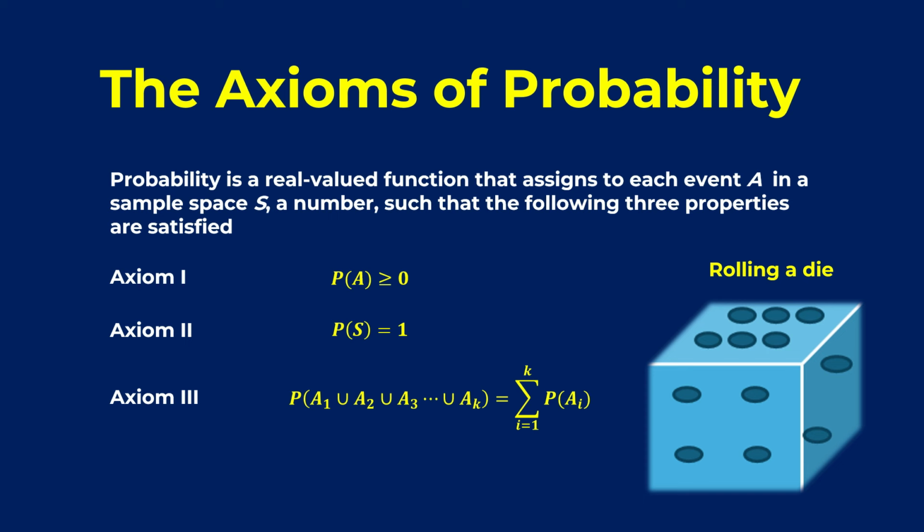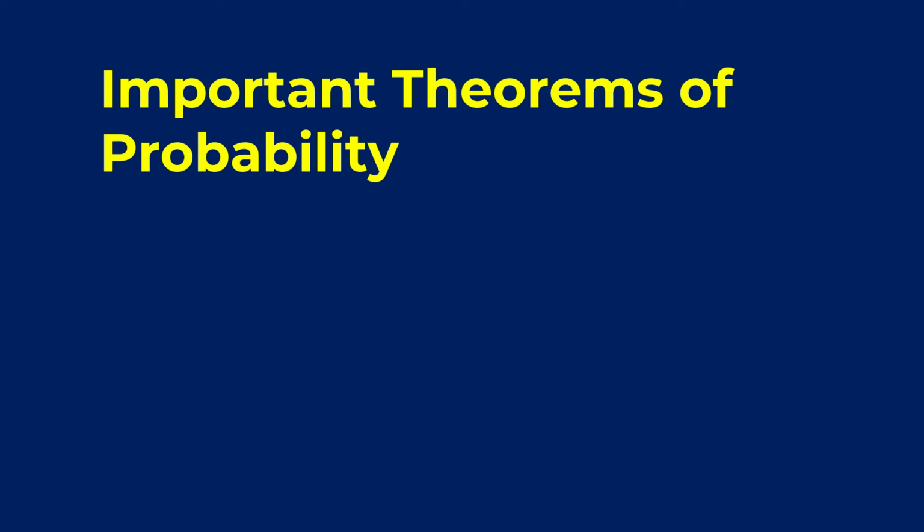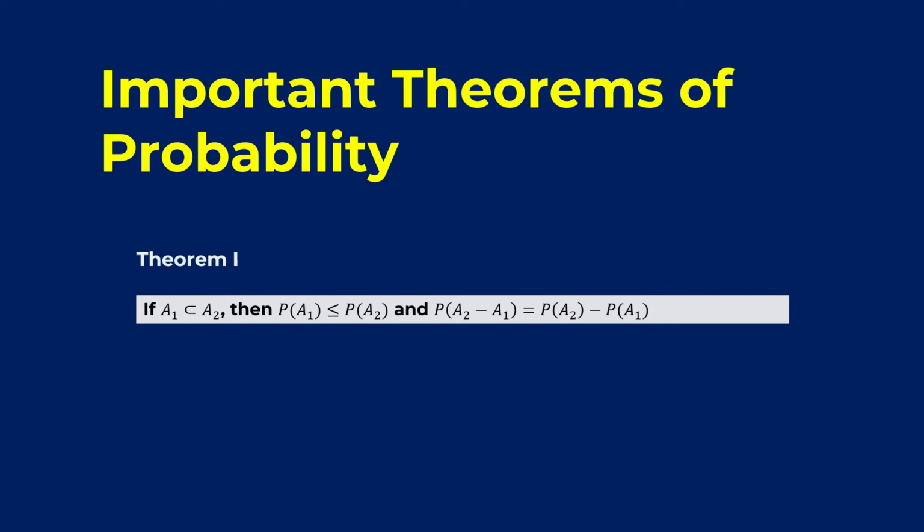From the axioms, we can prove various theorems on probability, and here we will see some of the key theorems. Theorem 1 states if A1 is a subset of A2, then the probability of A1 will be smaller than the probability of A2, and the probability of A2 minus A1 is equal to the probability of A2 minus the probability of A1.